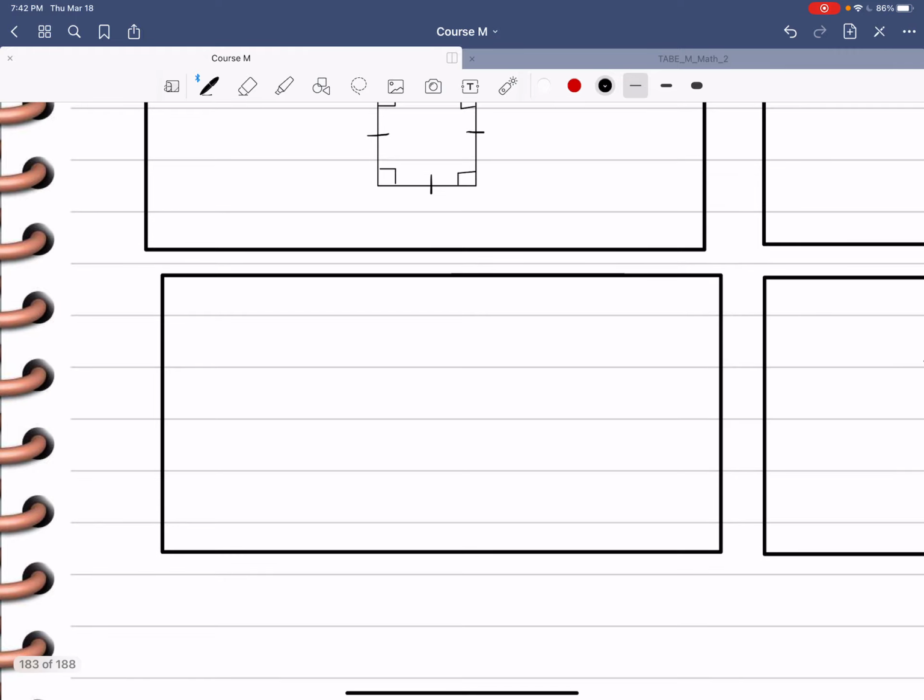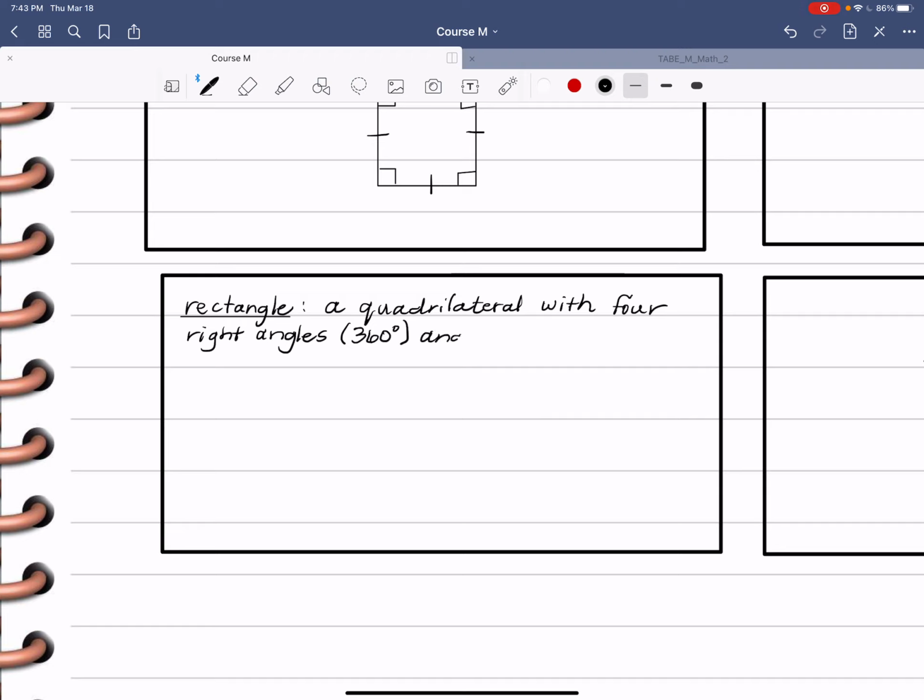Okay, let's look at a rectangle. A rectangle is a quadrilateral, so it's in that four-sided family, with four right angles, so that's a total of 360 degrees, and two sets of parallel sides.